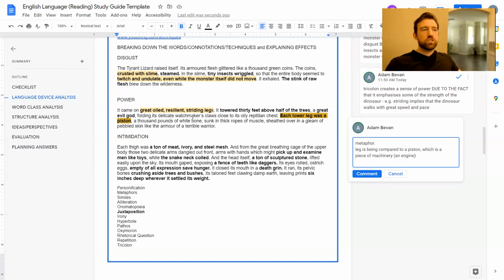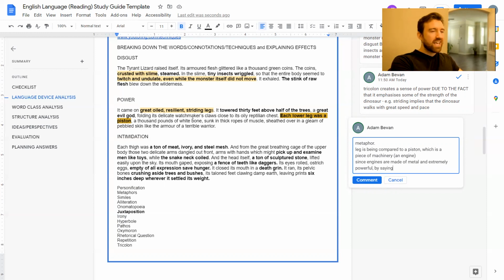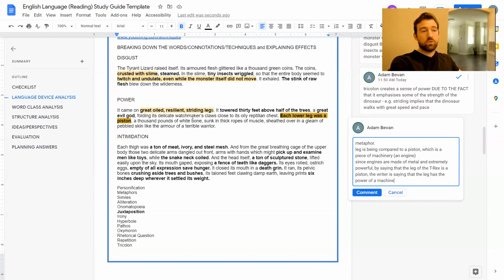So again, we're not just saying that the T-Rex is shown as powerful because its leg is a piston. We're breaking it down. So since engines are made of metal and extremely powerful, by saying that the leg of the T-Rex is a piston, the writer is saying that the leg has the power of machinery.